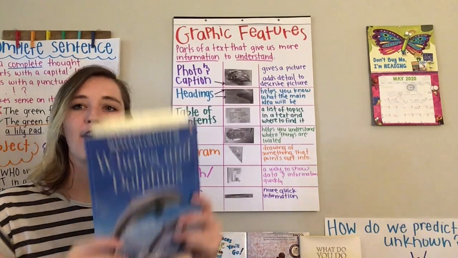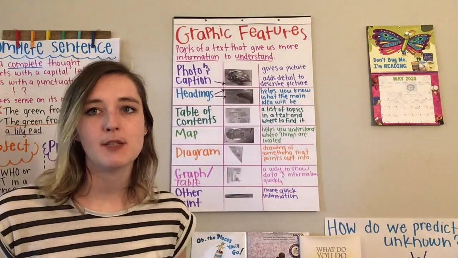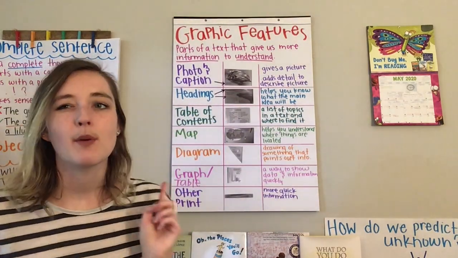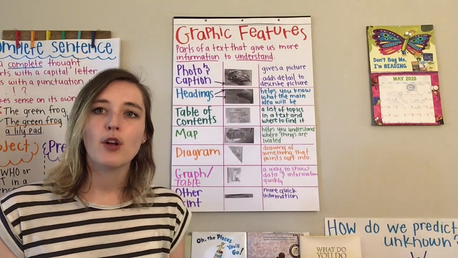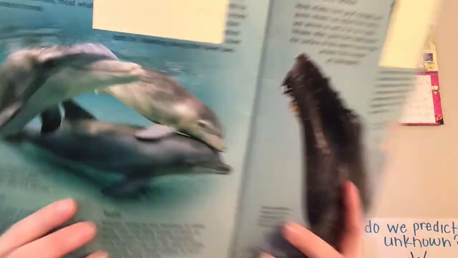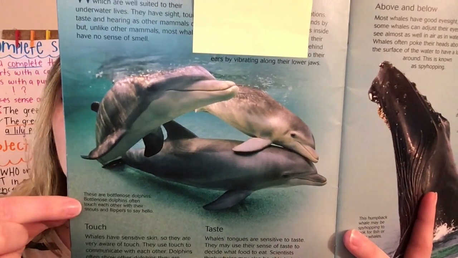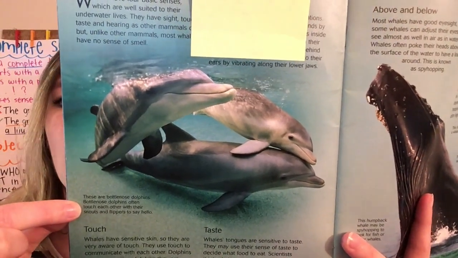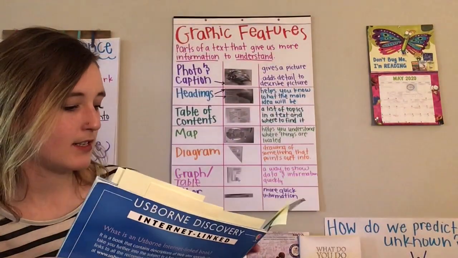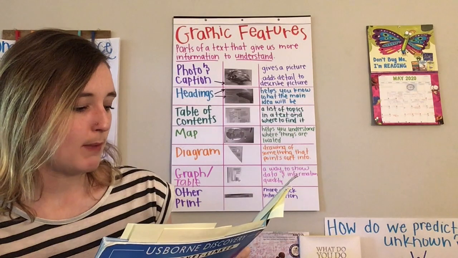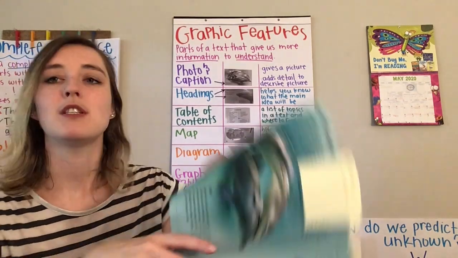So I have an informational text on whales and dolphins, so I'm going to use this as my example. The first graphic feature that we always see in informational text is called a photo and caption. So here is an example of one. Here's a photo of dolphins, obviously, but then there's this thing right here that's called the caption. The caption gives us more information about what's happening in the photograph. So the caption says, "These are bottlenose dolphins. Bottlenose dolphins often touch each other with their snouts and flippers to say hello."